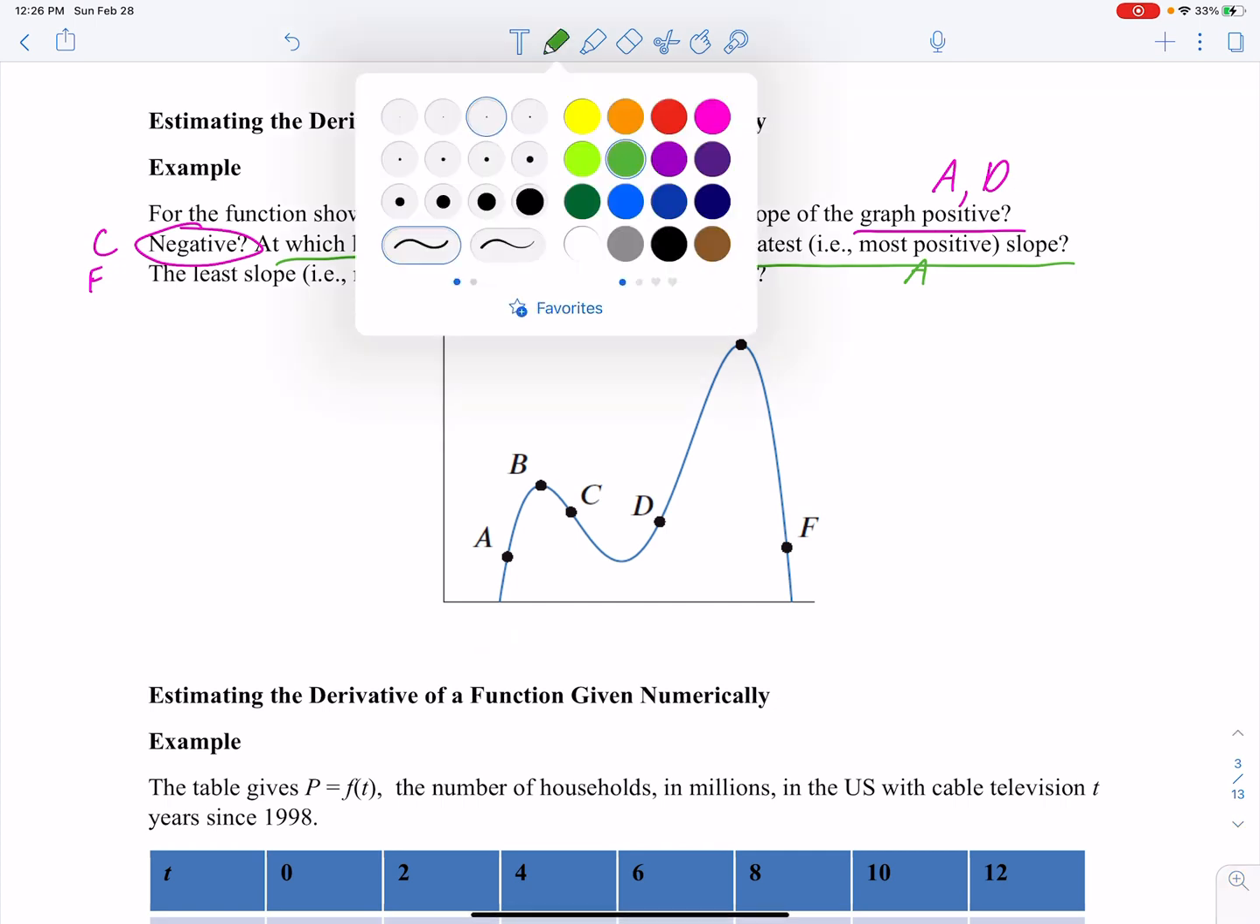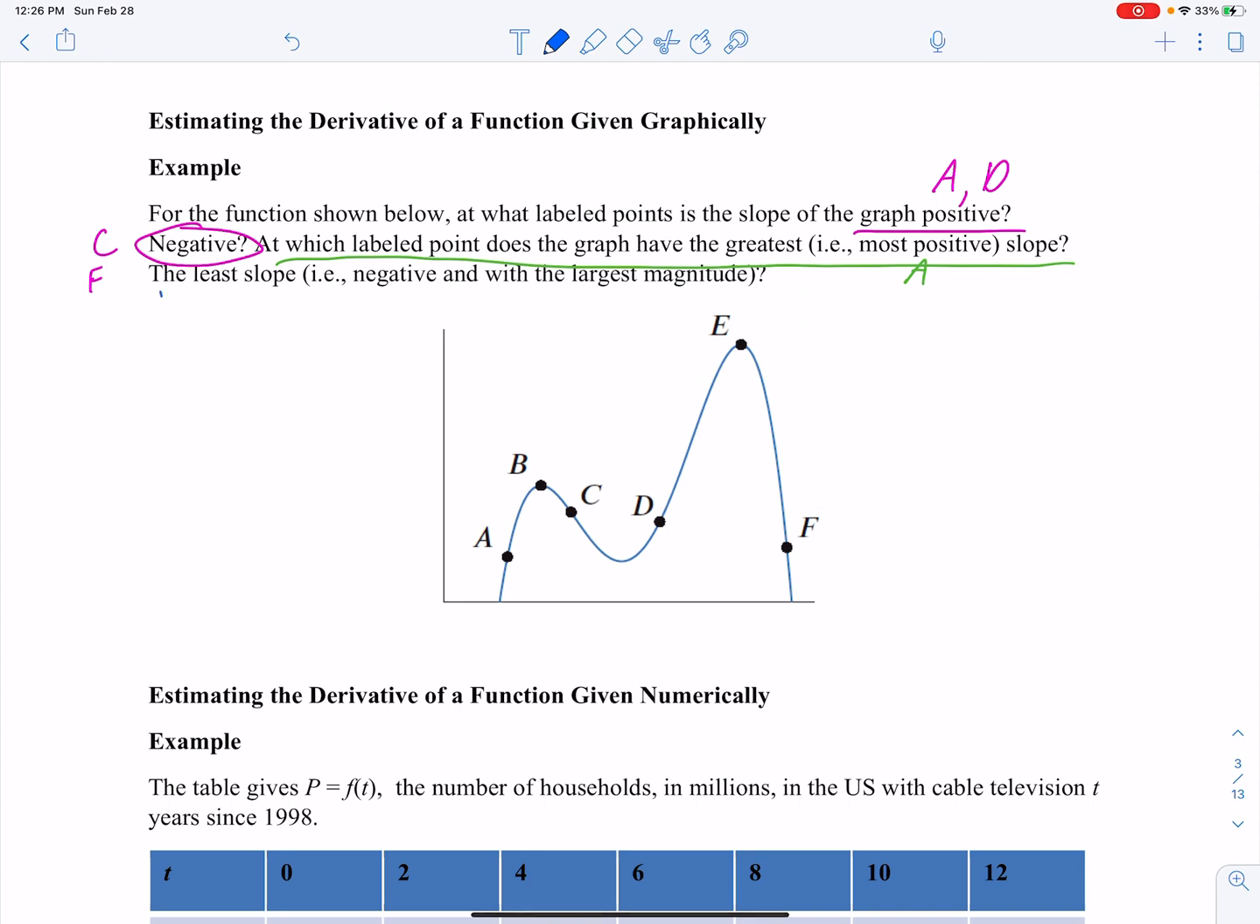And then it's asking, what about the least positive slope? In other words, negative with the largest magnitude. In other words, again, just what we did with the positive, but the other way. So think, this line has a negative slope. This line has a much more negative slope.